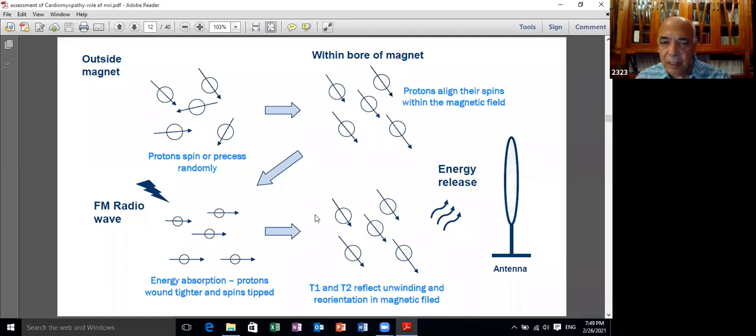So when the spins move again in the direction of the magnet because you switched off the FM radio waves, then energy is liberated. This energy is taken by gradient wires, which is called antenna. And these waves, when they are taken by the antenna, are changed by the Fourier transformation equation into a picture.